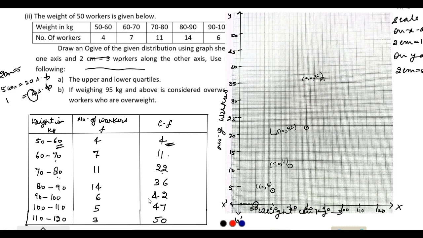Next 100, 42. This is 40 and 2 means 8 small parts. Then 110, 47. This is 45 and 47, 2. You have to take 8. And the last point is 120, 50. Now meet these points with free hand.